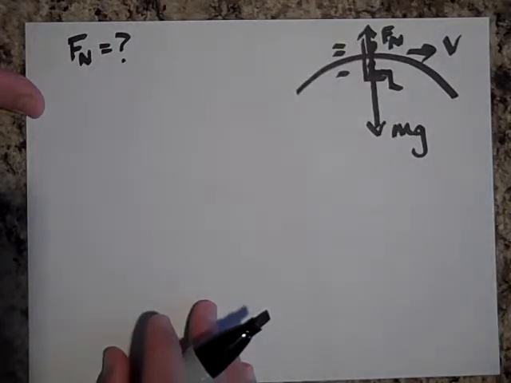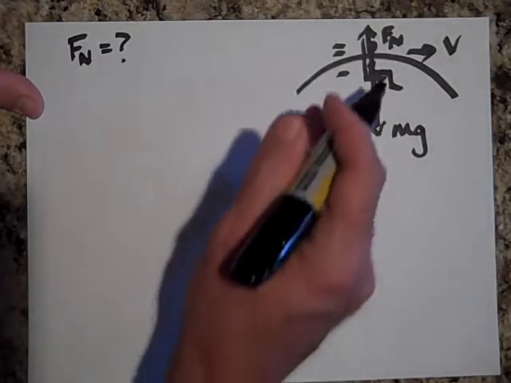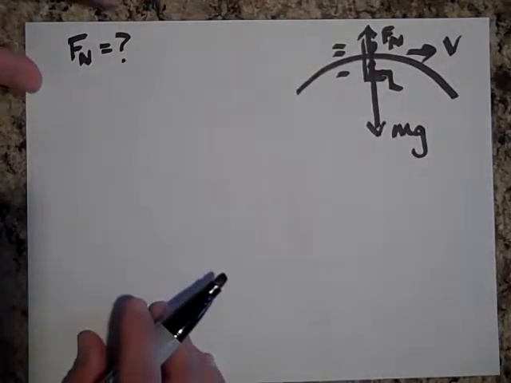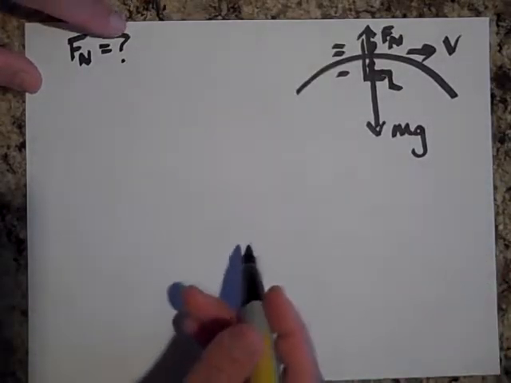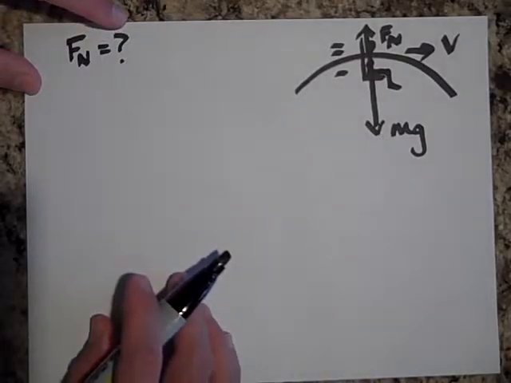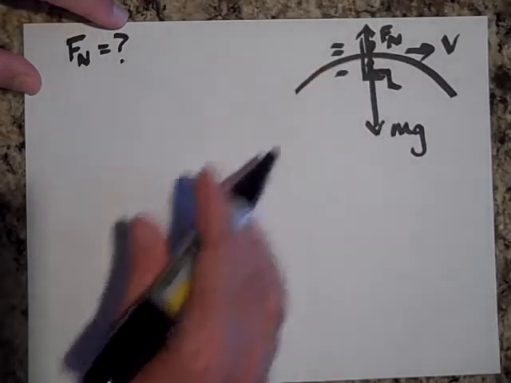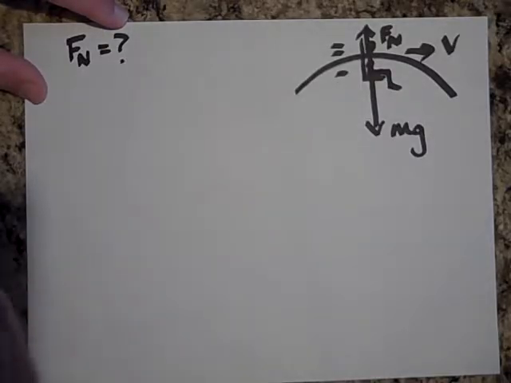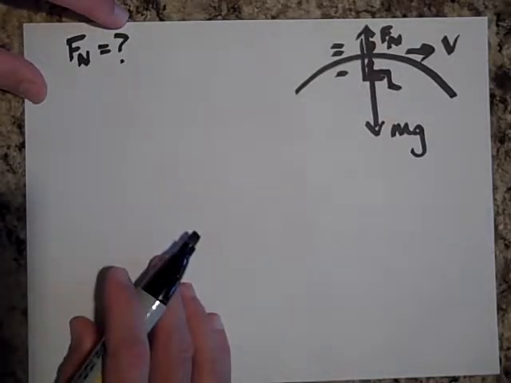Also notice that I don't have centripetal force. Don't throw a third force in here, centripetal force. The centripetal force is just a fancy way of saying the net force. So don't go and put an F sub C in there thinking that it belongs. It is never going to be in your force diagrams.